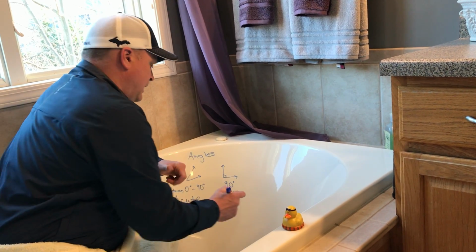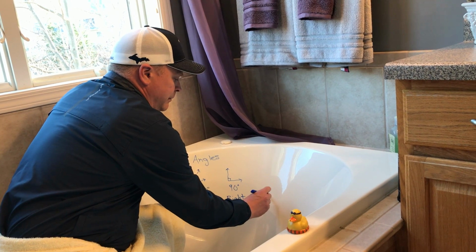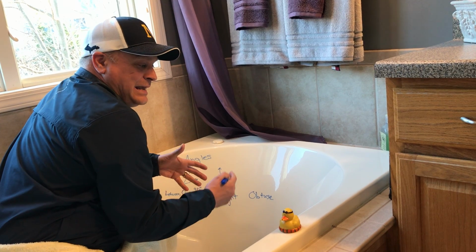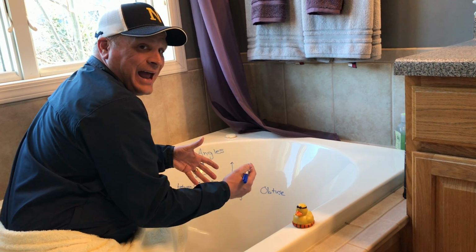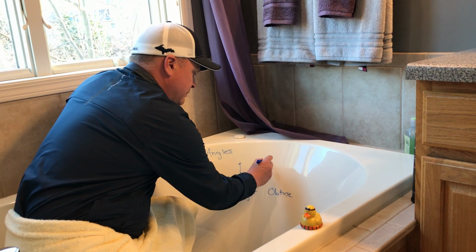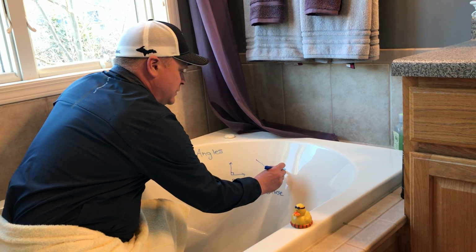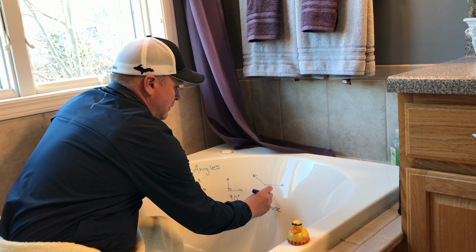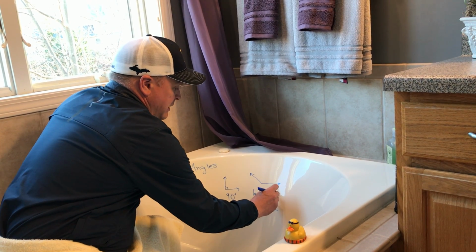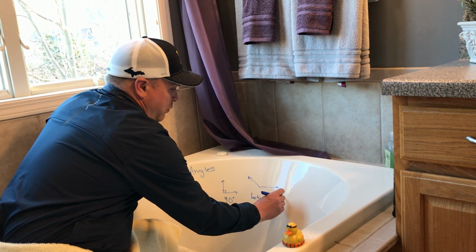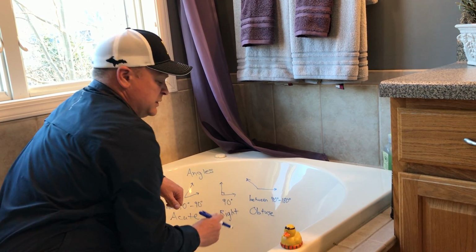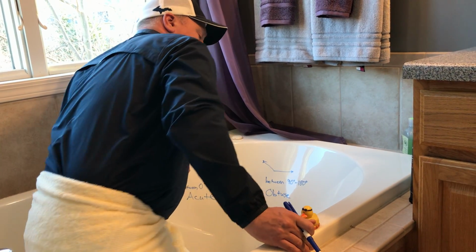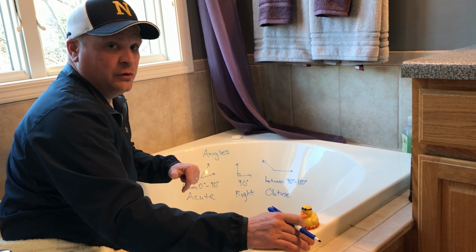A third angle is called an obtuse angle. And an obtuse angle is any angle between 90 and 180 degrees. So here is an example of an obtuse. So again, it's between 90 and 180. So again, a 90-degree angle is not considered obtuse, and a 180-degree angle is not considered obtuse.